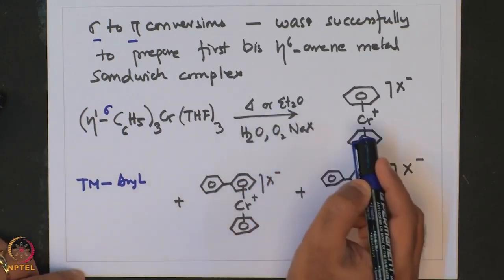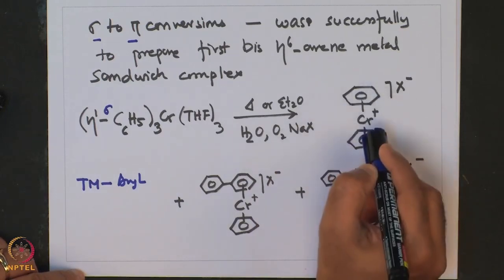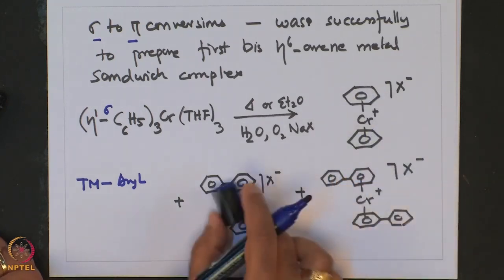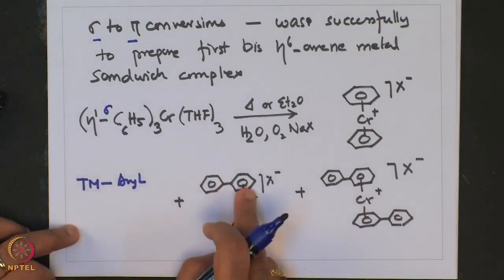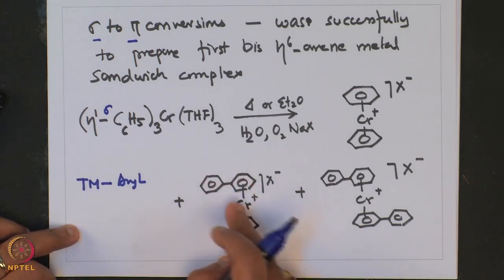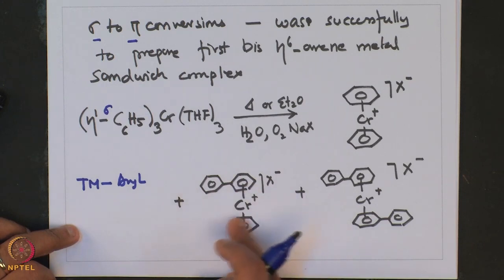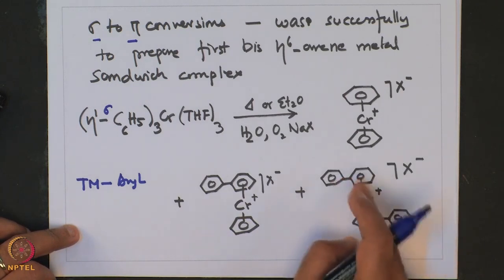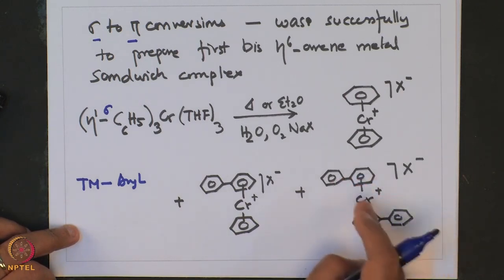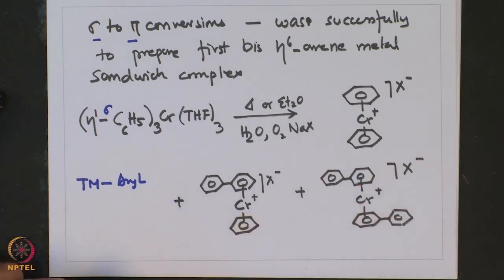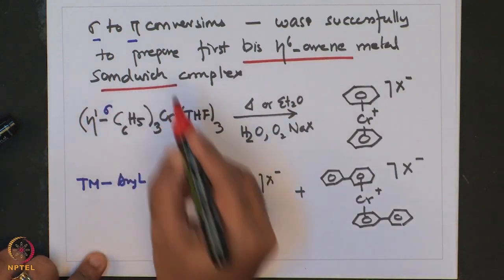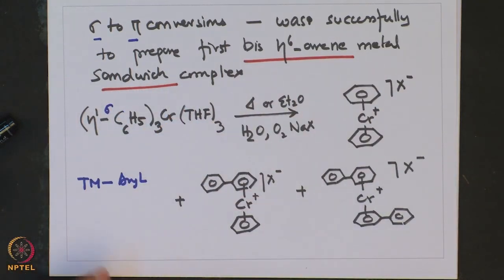When heated under this condition, it gives the sandwich complex, whereby there are 2 benzene C6H6 bound eta 6 using the pi cloud to chromium, or it was 1 C6H5 ligand resulting in this biphenyl ligand, which is bound using the pi cloud in an eta 6 fashion to chromium, and the other ring is a benzene C6H6 ring again bound to chromium with pi cloud. And last, the third mixture is about 2 biphenyl rings bound to chromium using its pi cloud, and this method was successfully used for preparing the first bis aryl metal sandwich complex of chromium as shown here.